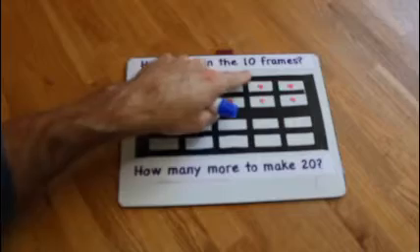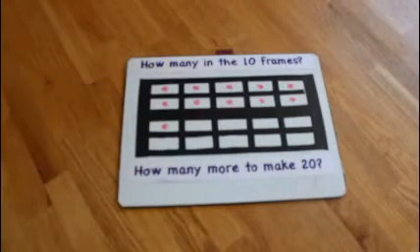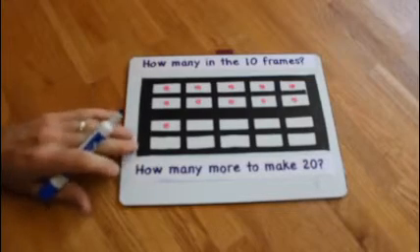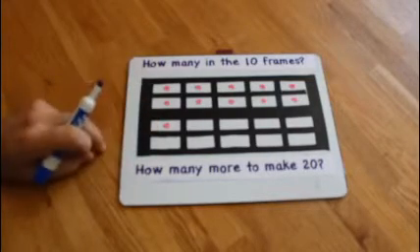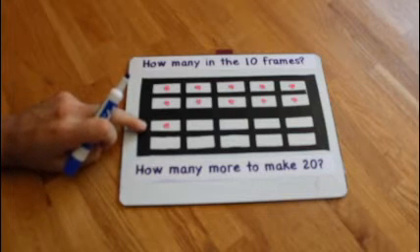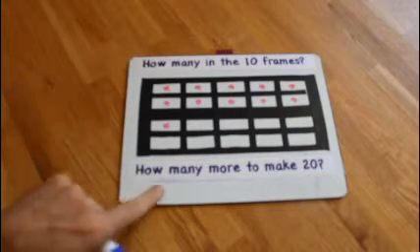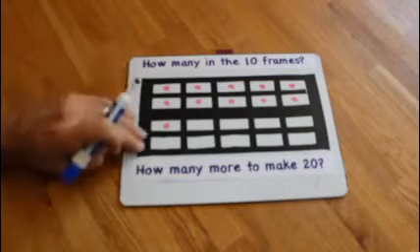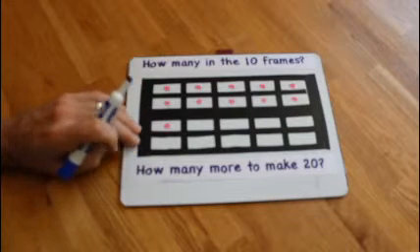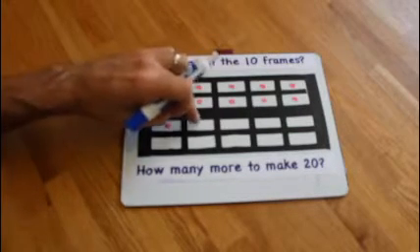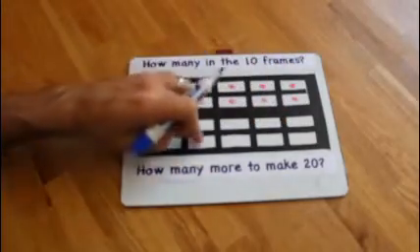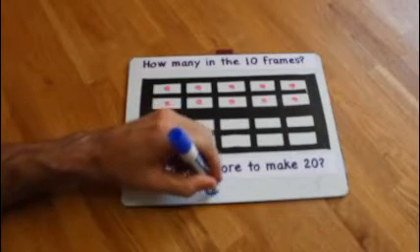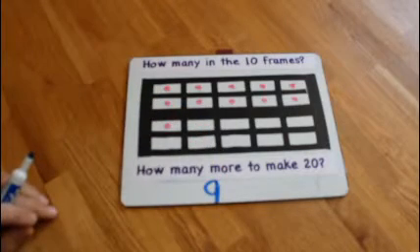How many in the 10 frames? We've got 2 here. Top one's full, that's 10. Bottom one is not full, there's only 1. 10 and 1 more is 11. How many more to make 20? Remember, 20 is 2 10s. We don't have 2 10s. We need to know how many more, how many are left. 1, 2, 3, 4, 5, 6, 7, 8, 9. 9 more to make 20. Write a 9, circle and a line, makes number 9.